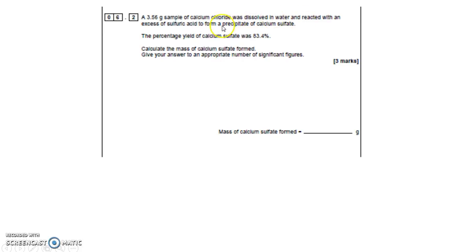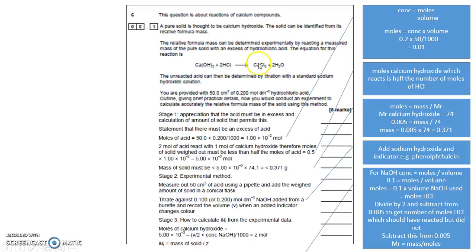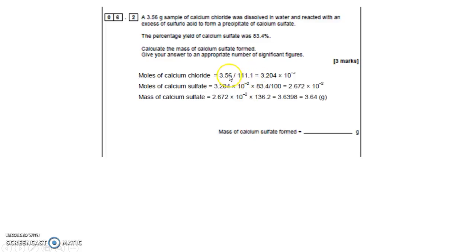Calcium chloride was dissolved in water, react with sulfuric acid. The percentage yield of calcium sulfate from calcium chloride and the sulfuric acid was 83.4. So you can work out the number of moles of calcium chloride. Remember, moles is mass divided by relative formula mass, so you need to work out the Mr, the relative formula mass of calcium chloride. You've been given its formula there, so that's a 40 and 2 lots of 35.5, so that's 111.1. So moles is mass divided by relative formula mass and comes out as 0.03204.